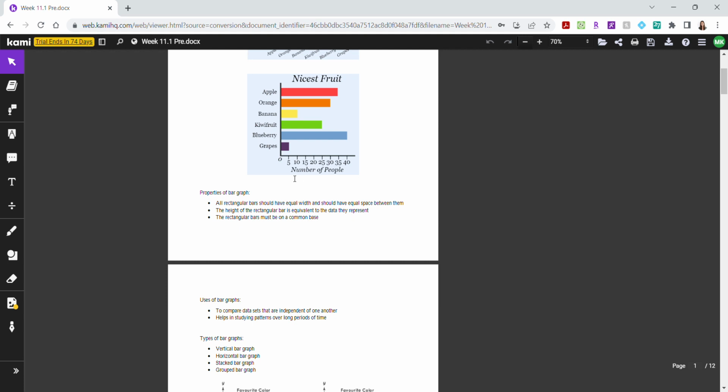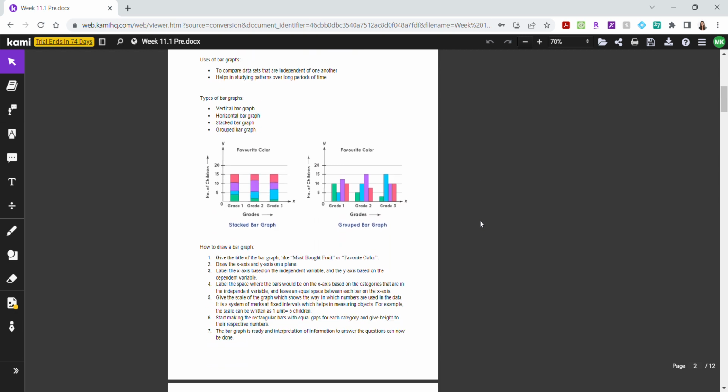And then the height of the rectangular bar is equivalent to the data that they represent. So for this one, in its axis, the height of each bar goes by intervals of 5s. So for grapes, there's 5 people who like them. For blueberry, there's 40 people who like them. So that's what it means by the height of the rectangular bars being equivalent to the data that they represent. And then the rectangular bars must be on a common base. As you can see, they all start on this end here. So this is the common base. You can't have one bar here and then another bar starting halfway, floating through here. No, they have to start on a common base.